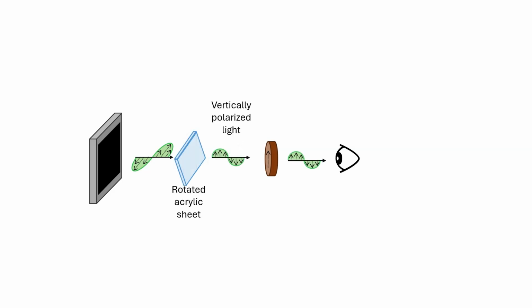However, as we begin to rotate the acrylic sheet, we will induce polarization rotation on the light and create vertically polarized light that will pass through the lens and allow us to see it. Let's take a look at this in action.